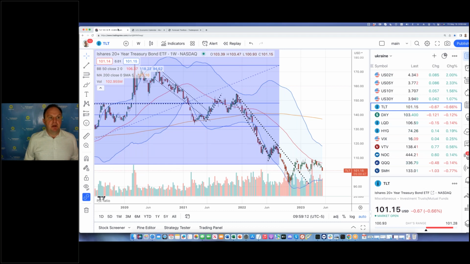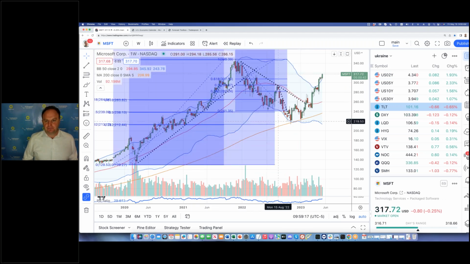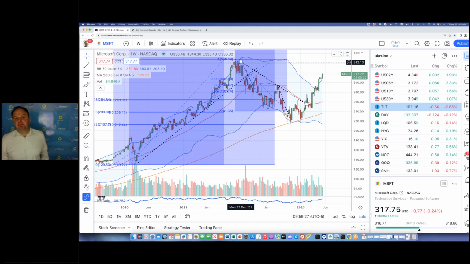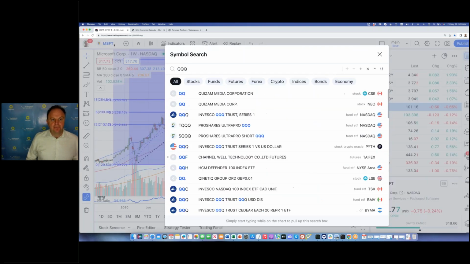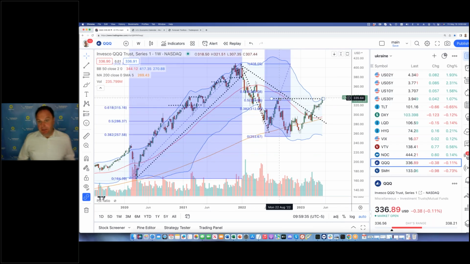Like we've seen it in Microsoft, right? So you look at a stock like Microsoft, right? It broke through the August high, and it continues going higher to the 52-week high. So if Spiders break the August high, right, or QQQ, right, QQQ is sitting right at the August high and a little bit higher.